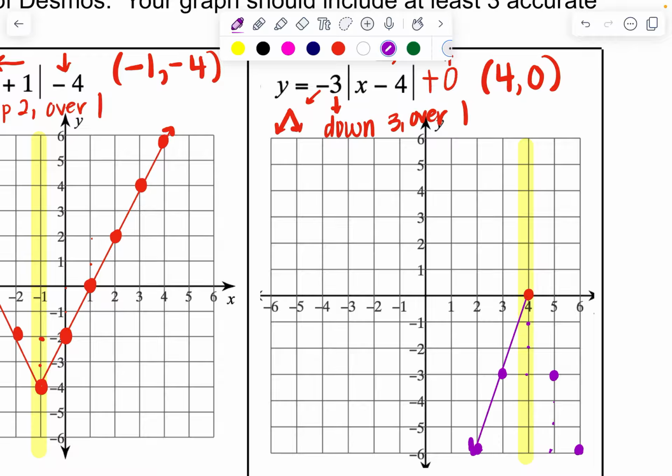So this one, since we're going down, it's going to make our graph turn upside down. And again, I went down 3 over 1. Down 3 more over 1.